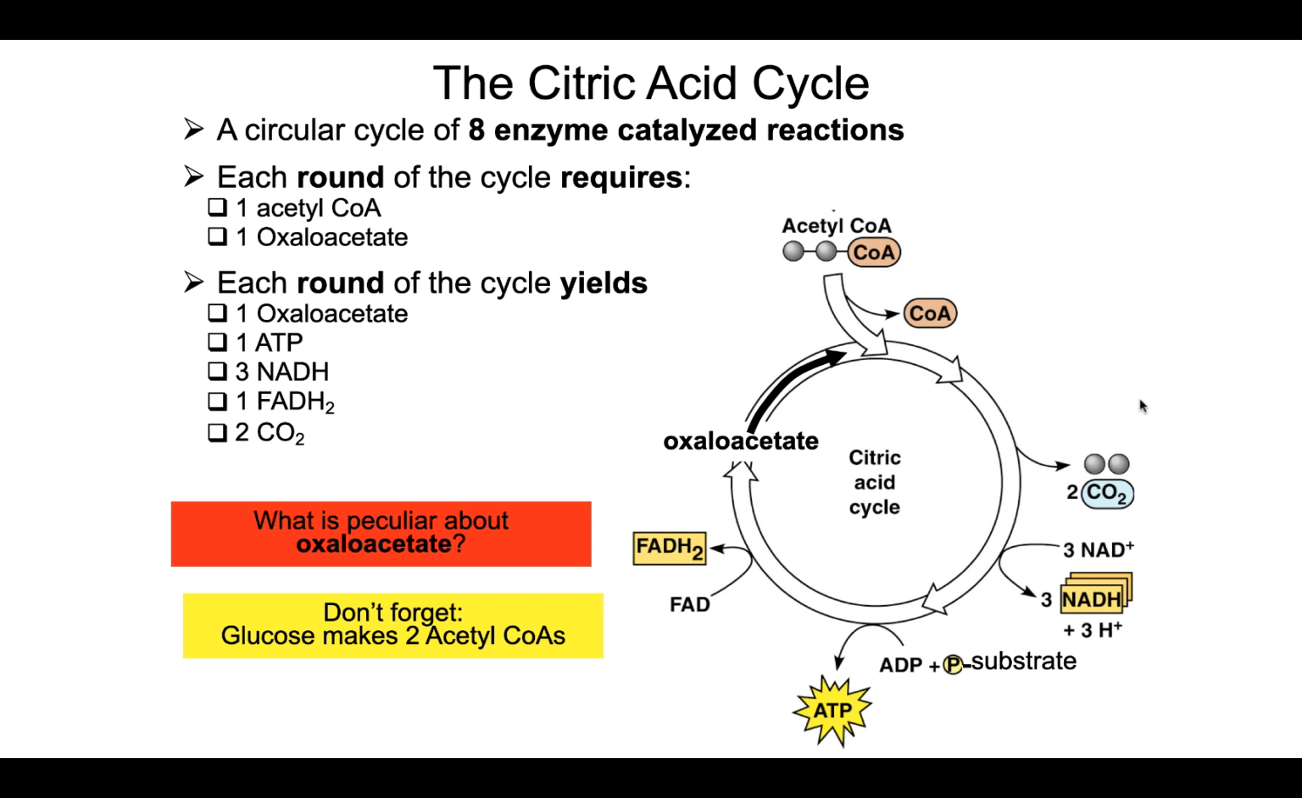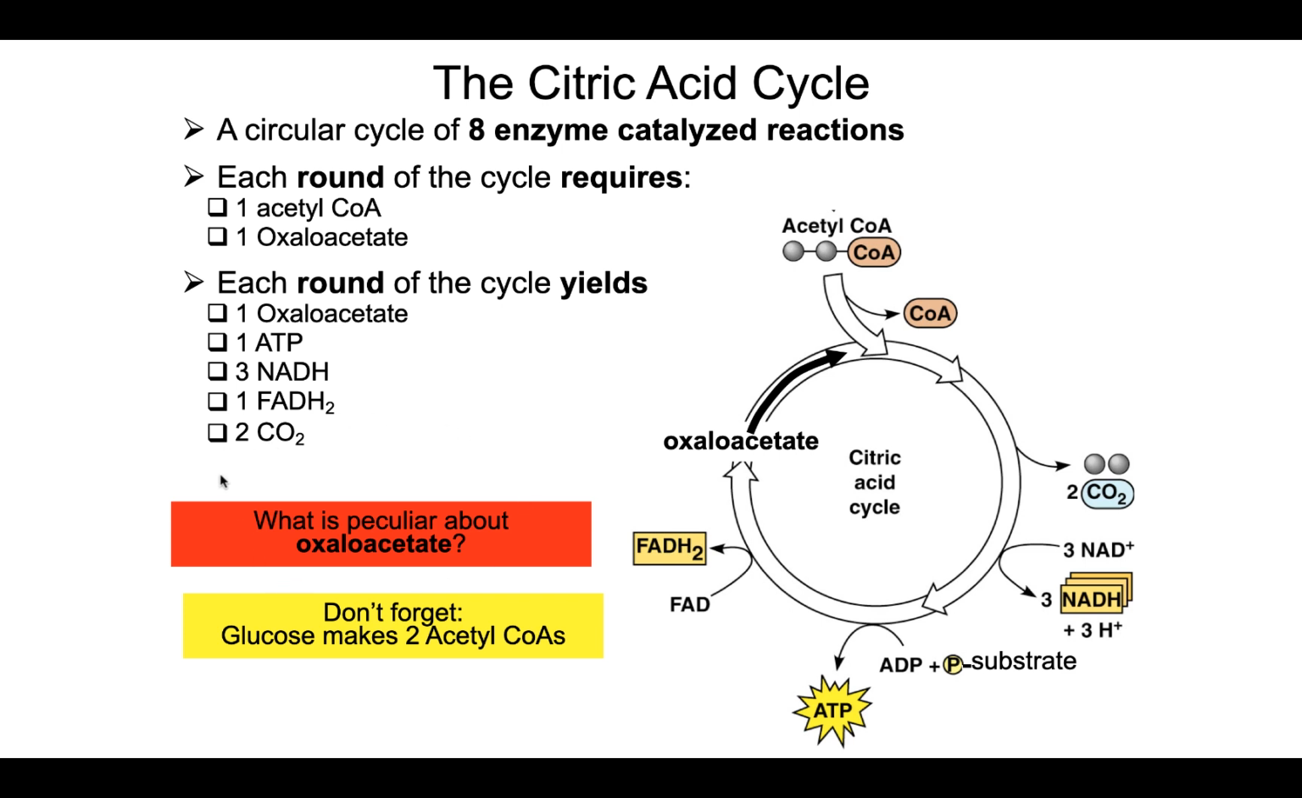And then what we do is we oxidize those carbons, boom, 2 CO2. In so doing, we have 3 NADH. We get 1 molecule of ATP from substrate level phosphorylation. We get a molecule of FADH2. This is another electron carrier very similar to NADH. And then we recycle our oxaloacetate. And so here then are the products.